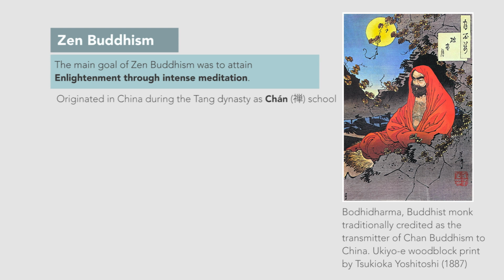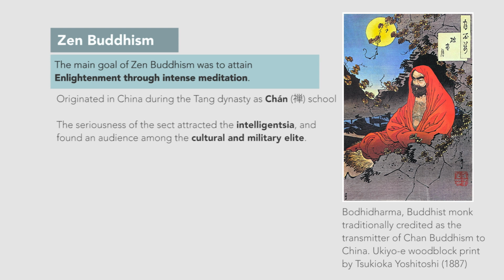The main goal of Zen Buddhism was to attain enlightenment through intense meditation. The sect is less interested in worldly affairs and lived with humble means in comparative poverty. The seriousness of the sect attracted the intelligentsia and found an audience among the cultural and military elite.